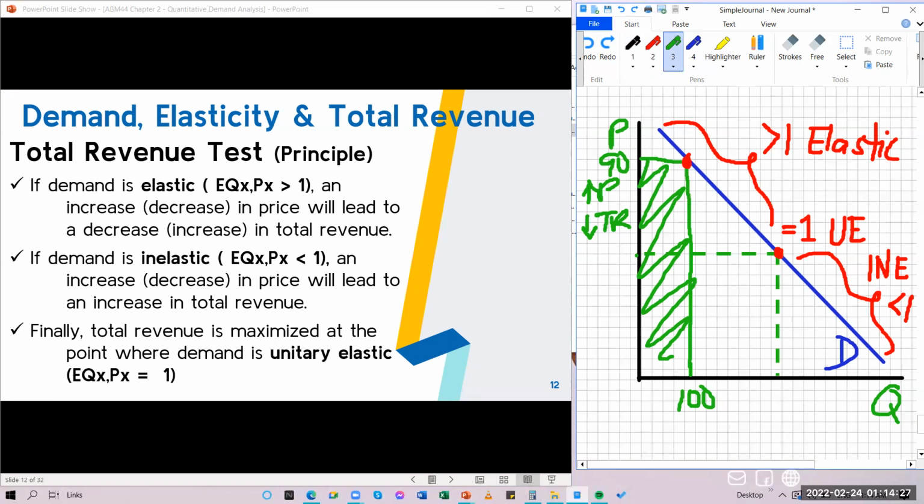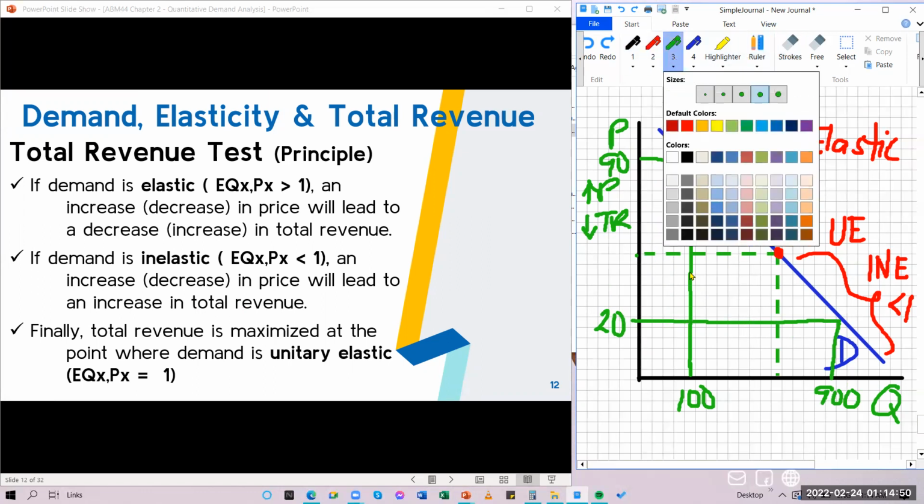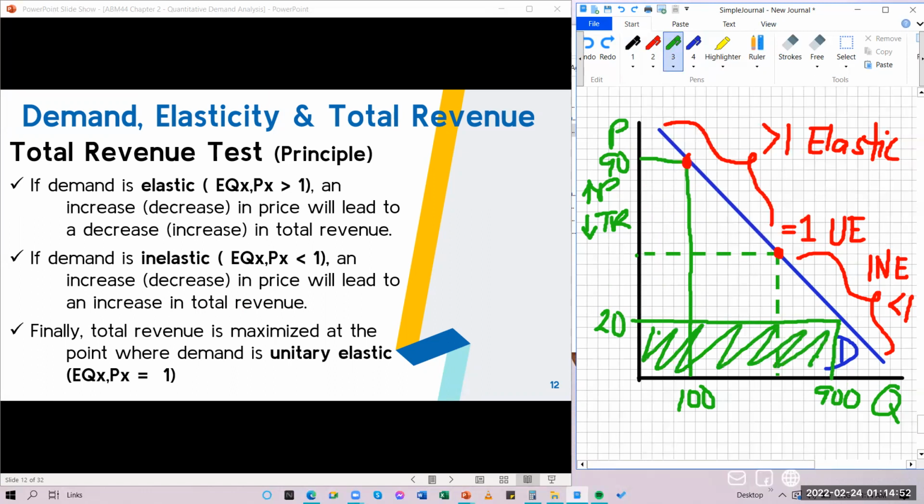How about inelastic? We'll have an example. So instead of 90 as your price, you just get 20. So your price is lower. It would go here, and probably what you produce with the lower price is 900. Okay, 900 is a lot. This area here would be your total revenue, your gain. So this is for inelastic demand. For inelastic, their relationship is positive. An increase in price will lead to an increase in your total revenue.